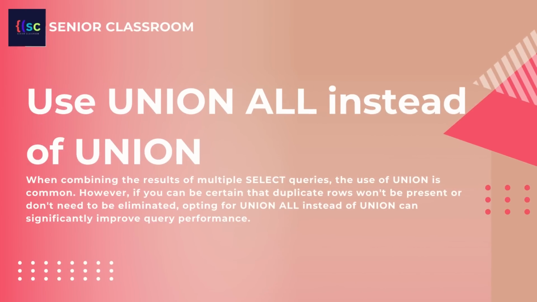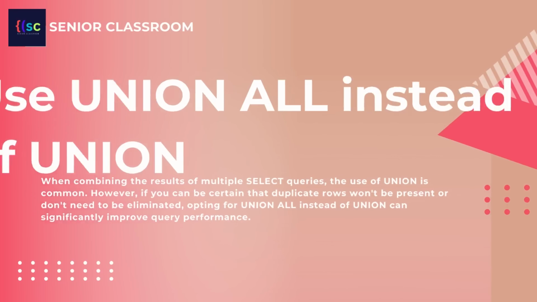Next is use UNION ALL instead of UNION. When combining the results of multiple select queries, the use of UNION is common. However, if you can be certain that duplicate rows won't be present or don't need to be eliminated, opting for UNION ALL instead of UNION can significantly improve query performance.